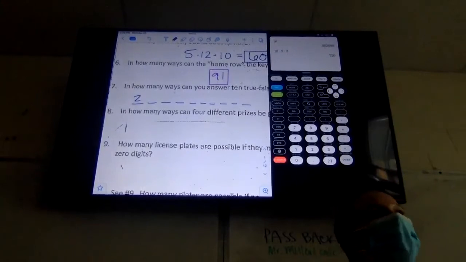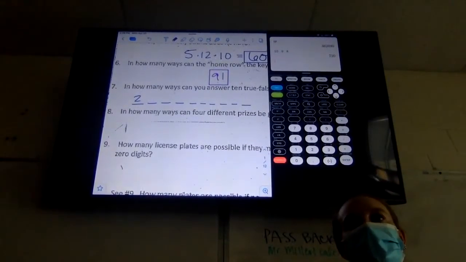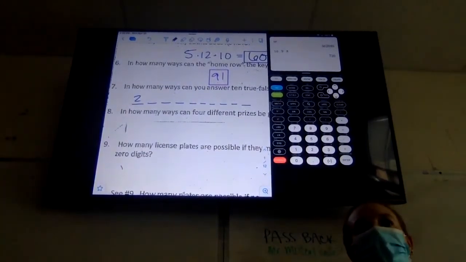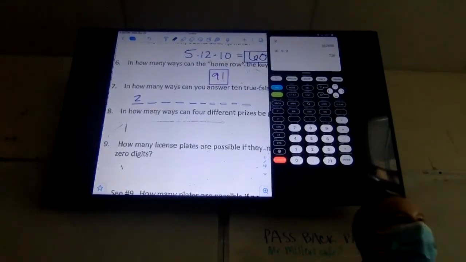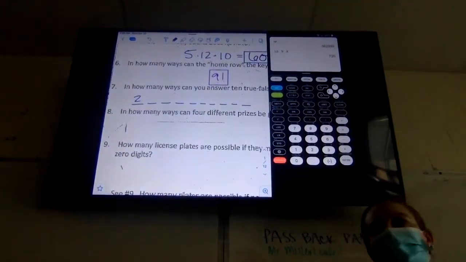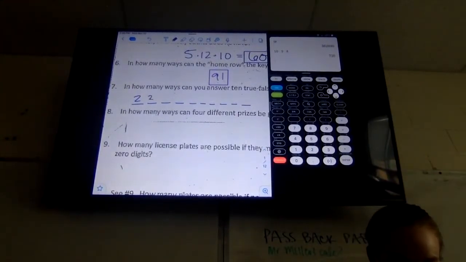All right, cool. So I decide the first one's true. What about the second one? How many options do I have? Why is it 2 again? It's true, false. Could I have all trues in a row? Could I have all falses in a row? Is any problem ahead of it dependent on the other problems? No, it doesn't matter. So all of these little blanks will be 2.